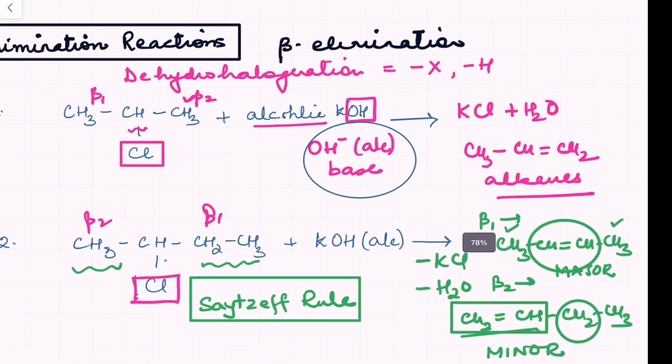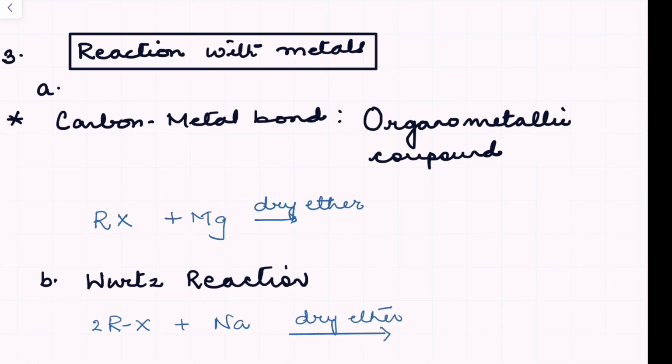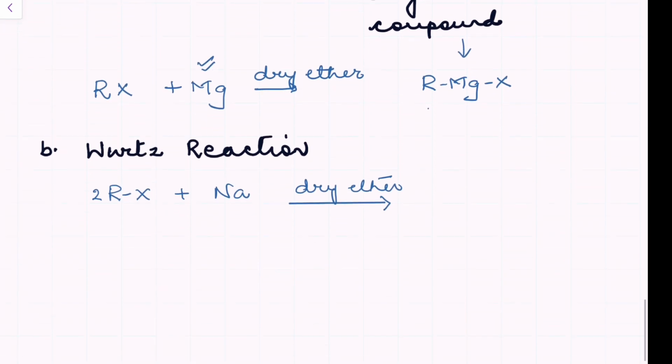Let's move on to the last type of reactions, that is reactions with metal. We have 2 different reactions here. One is we treat with magnesium, a reactive metal, in dry ether. The product we get is RMgX, and here there is a bond of carbon with magnesium, so these are known as organometallic compounds. Simple addition reaction. And then there is one more reaction, the Wurtz reaction.